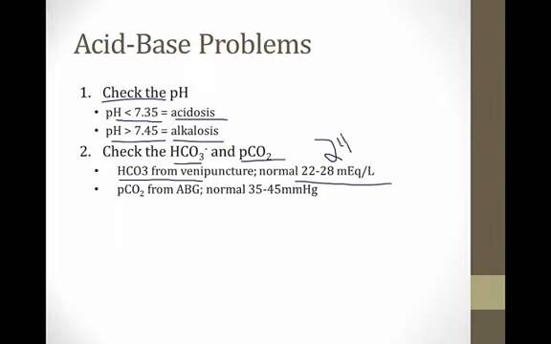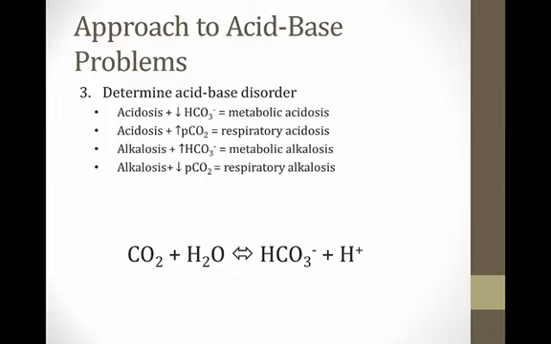And you get the PCO2 from an arterial blood gas, which is called an ABG, and normal is 35 to 45. Most people just remember 40. Once you know the pH and the bicarbonate concentration and the PCO2, you need to determine the acid-base disorder.